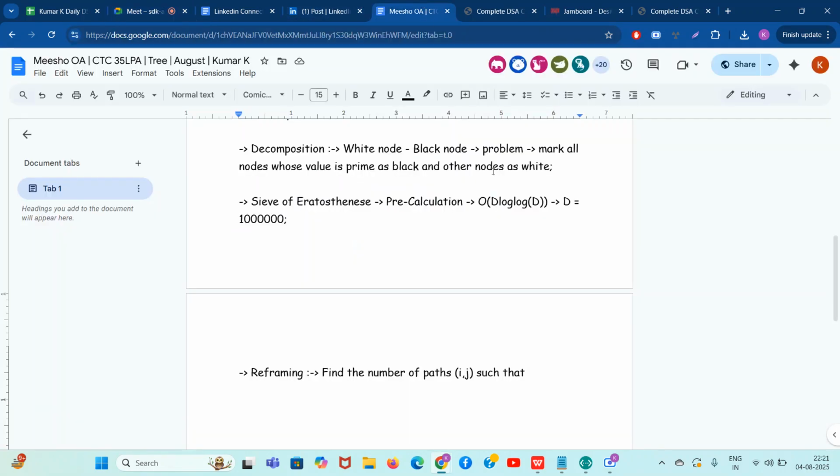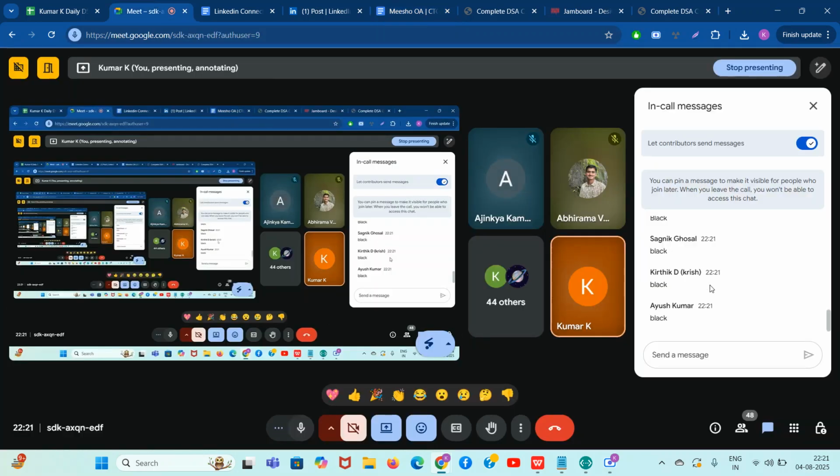We have to find the number of paths i, j in the new tree such that exactly one node on the path is of black color. That's it, guys. Exactly one node in the path should be of black color. Do you guys understand this?